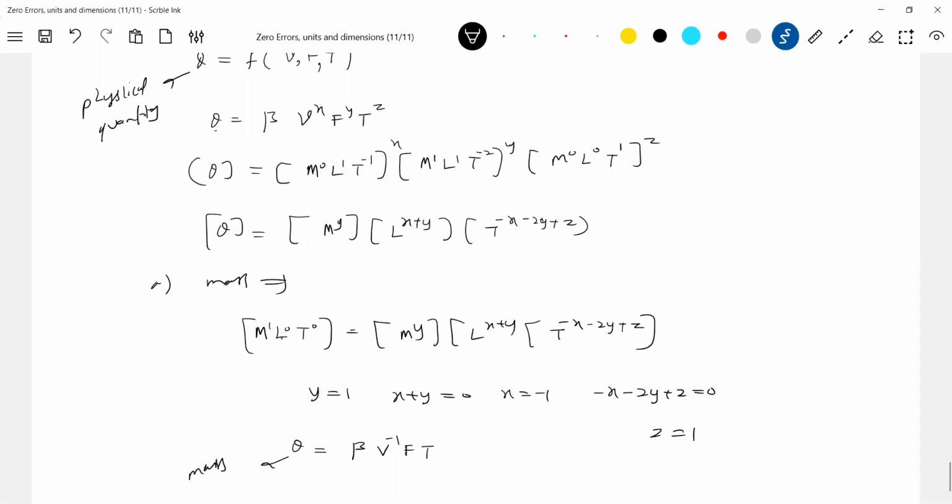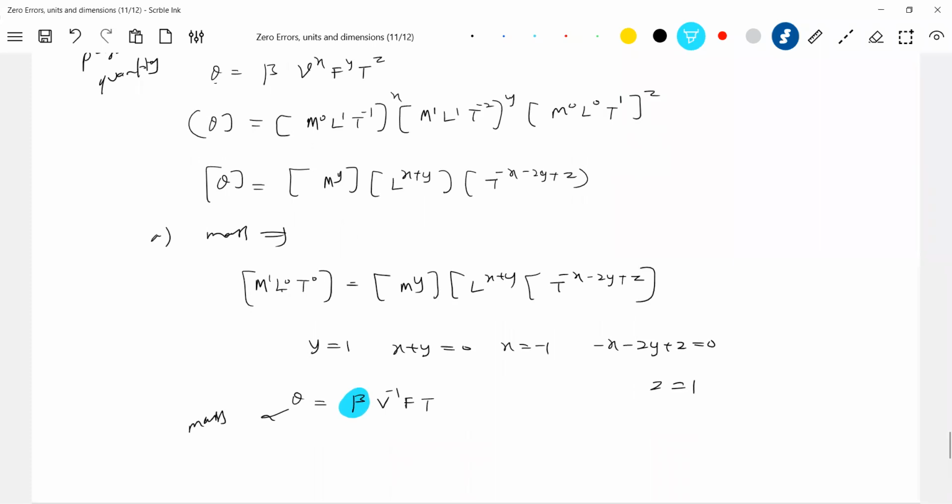What is the beta? Beta is again a constant that has to be determined by experiment. We are not sure of its value, so we just leave it here. Constant to be determined by experiment. Every time you need not write it like this. Books just end up like this. I think this will be the correct one: this way of expressing the mass in terms of velocity, force, and time.